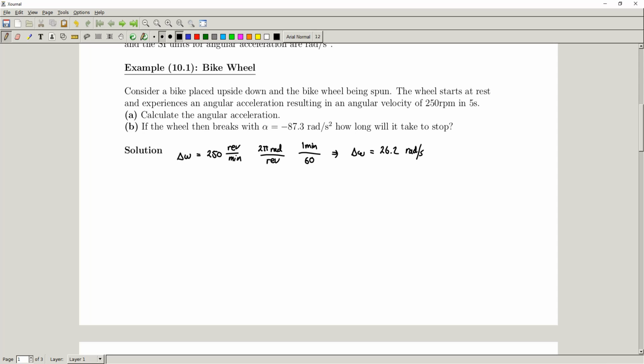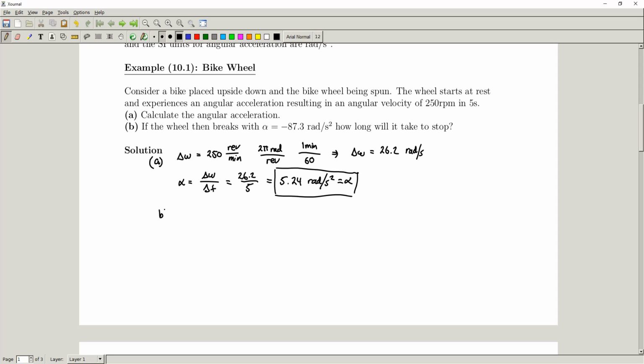Now that we have this in terms of radians per second, we can just use our new definition. We know that our angular acceleration is defined as our change in angular velocity over the change in time. We just calculated the change in angular velocity: that's 26.2 over the change in time. We're told that's 5 seconds. If you do that calculation, you're going to get 5.24 radians per second squared angular acceleration. And that would be the answer to part A.